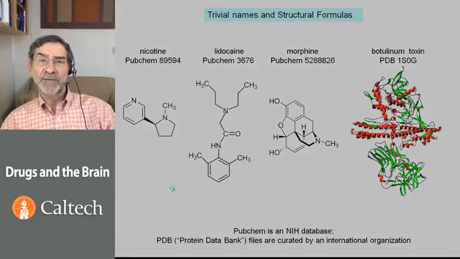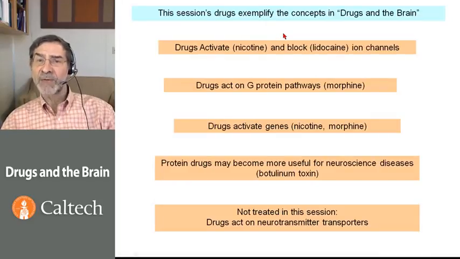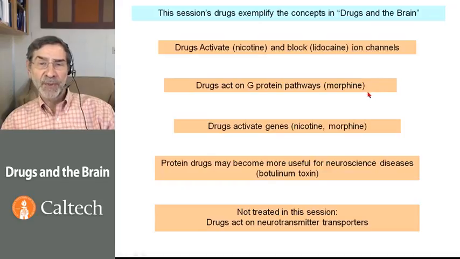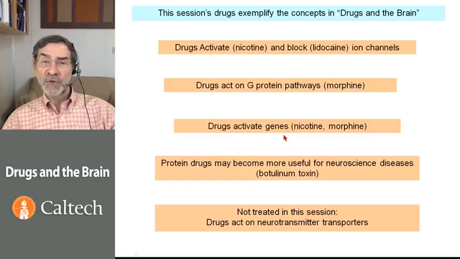So these are our 4 examples, and they exemplify the concepts that we are going to discuss in Drugs and the Brain. Drugs activate and block ion channels. Nicotine activates, lidocaine blocks ion channels. Drugs act on G-protein pathways, for instance, morphine. Eventually, if an organism is exposed to drugs, both nicotine and morphine activate genes, an important concept in chronic exposure to drugs.